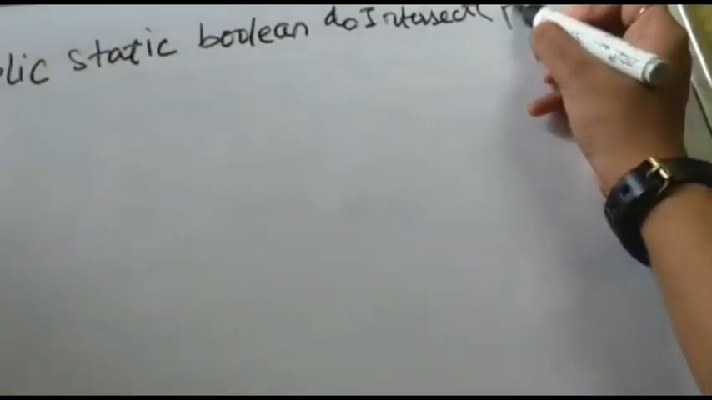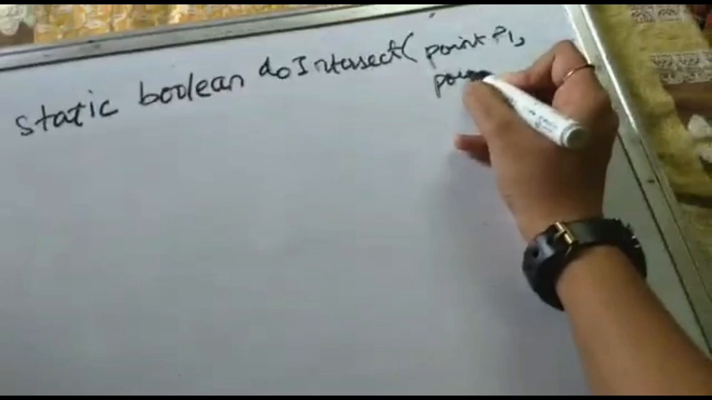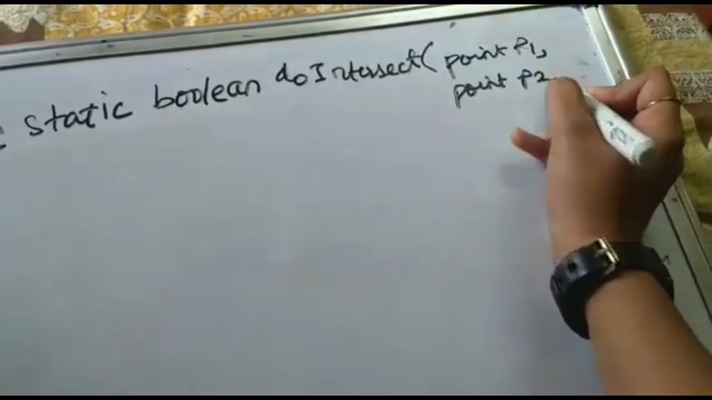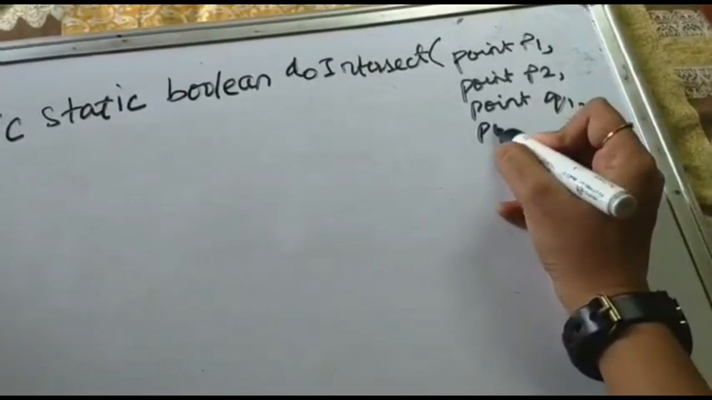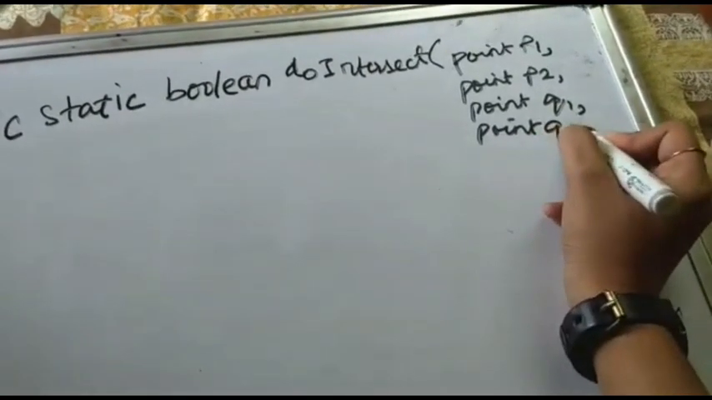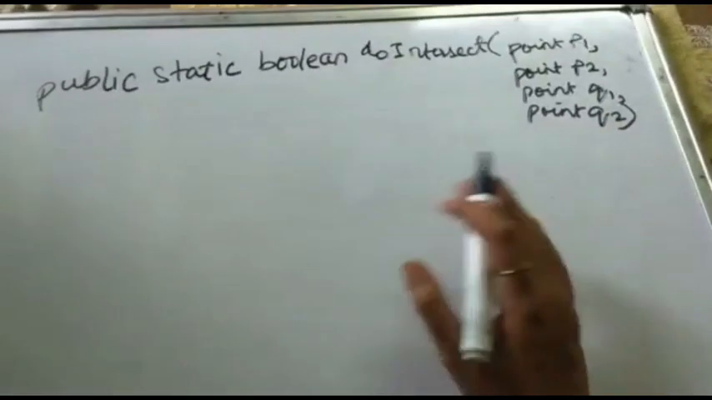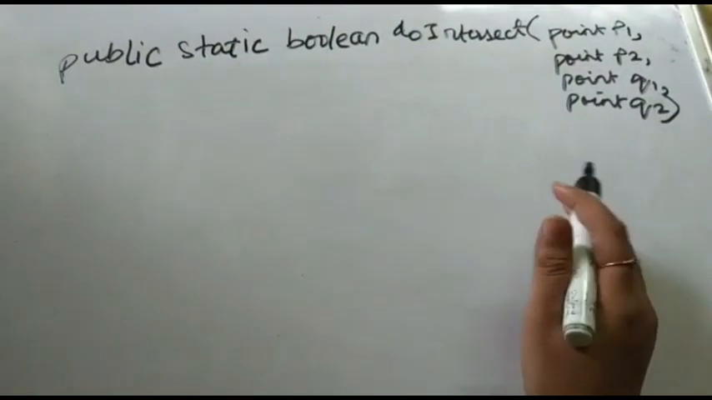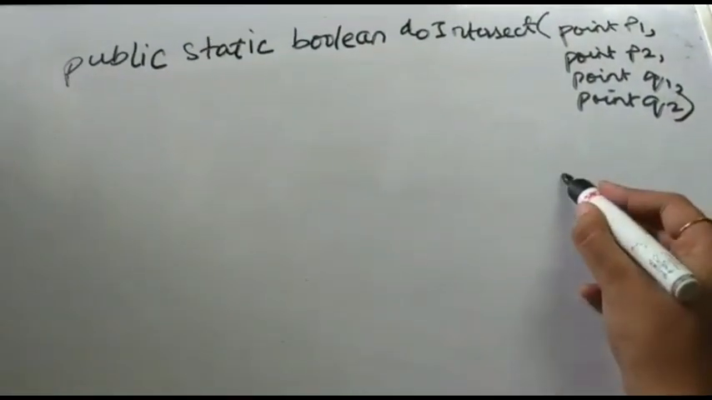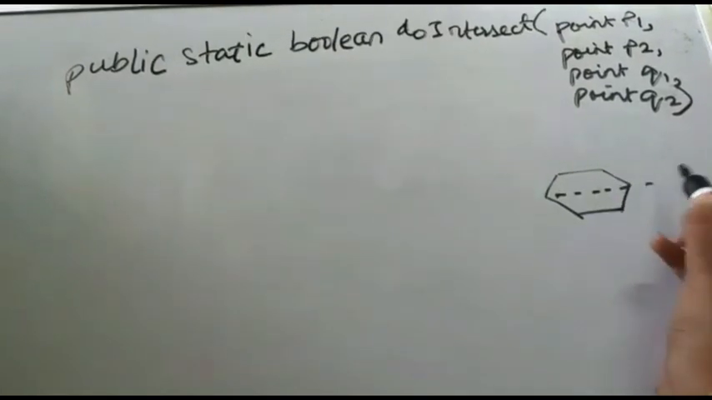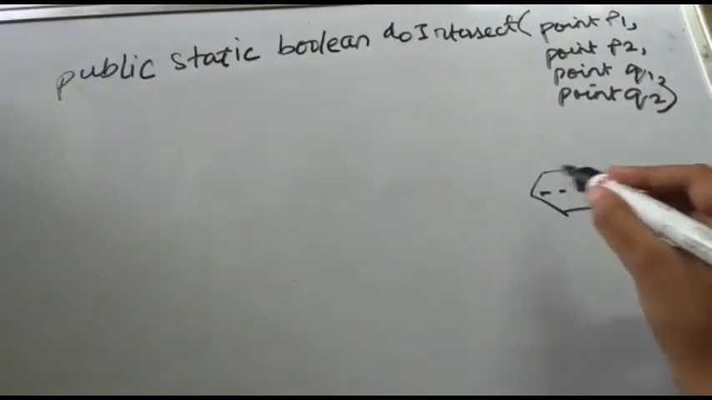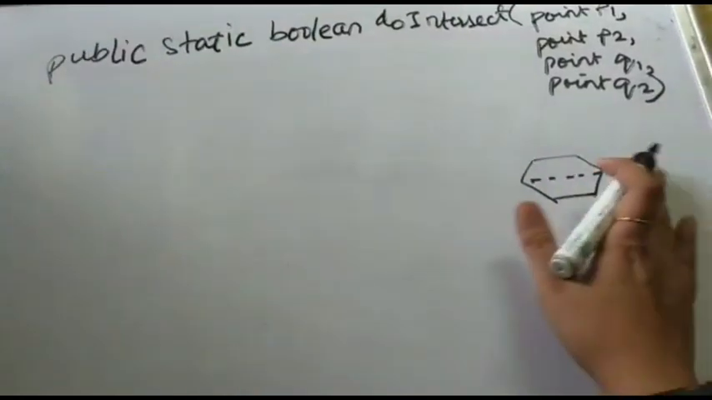So I'm taking 4 points as parameters over here. Let us take point P1, point P2, point Q1 and point Q2, because here we are going to take all such possible conditions in which the line drawn from the polygon intersects the point on another polygon or not. We are going to find out. So we are taking every possible case in which this happens.